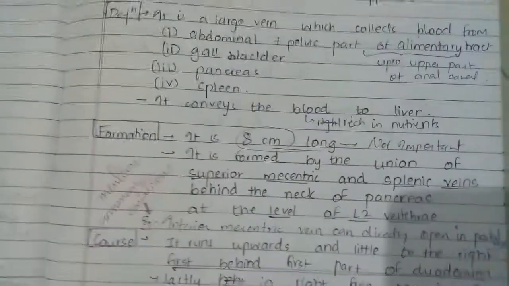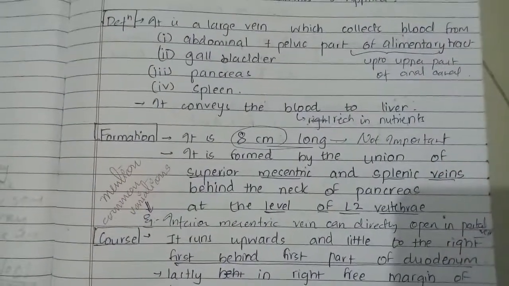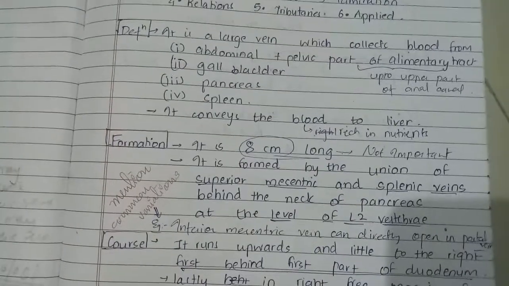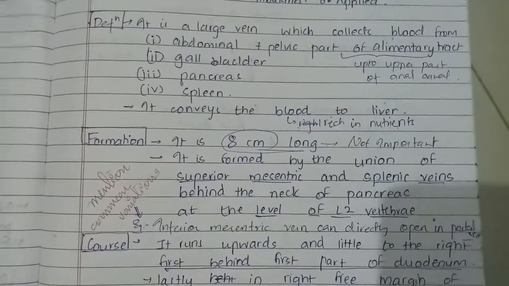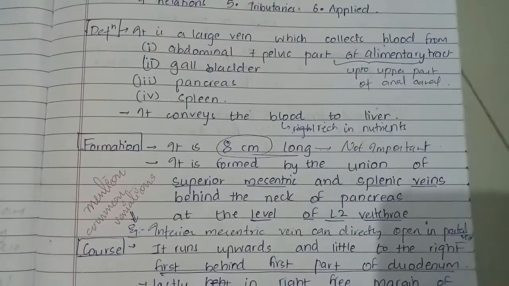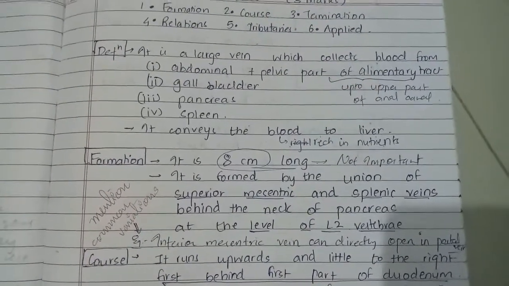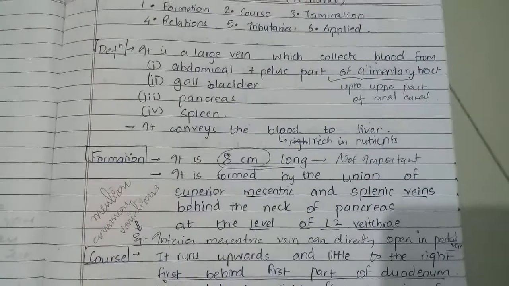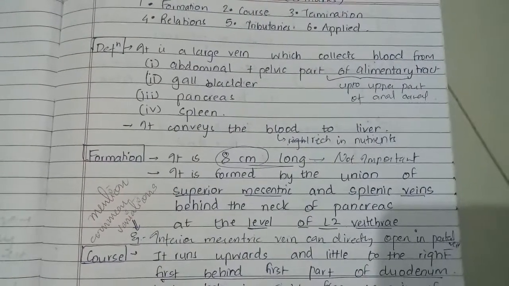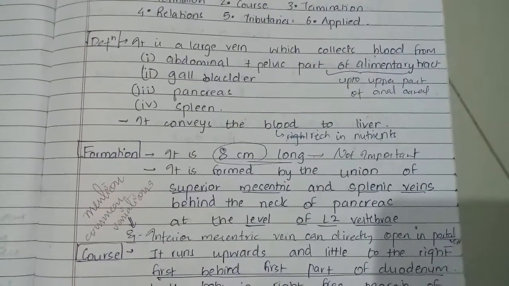So now let's see formation. It is 8 centimeter long, which is not a very important thing, but yes, it is formed by the union of superior mesenteric and splenic veins behind the neck of pancreas at the level of L2 vertebrae.